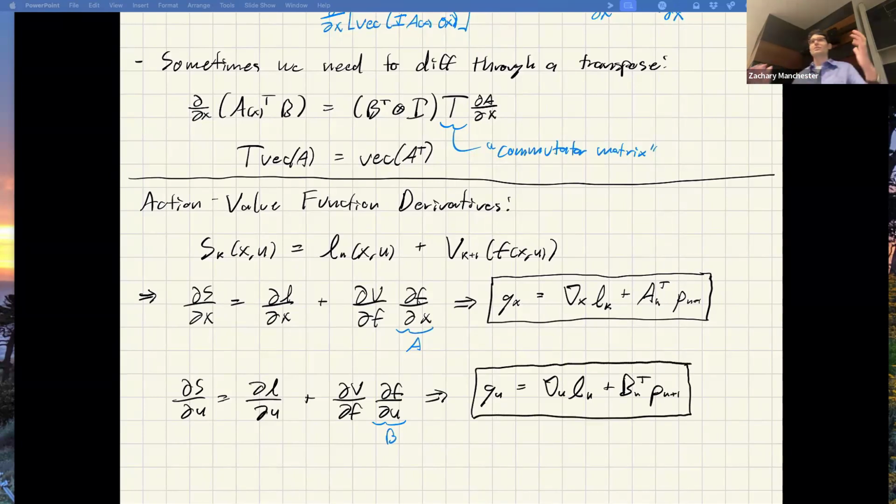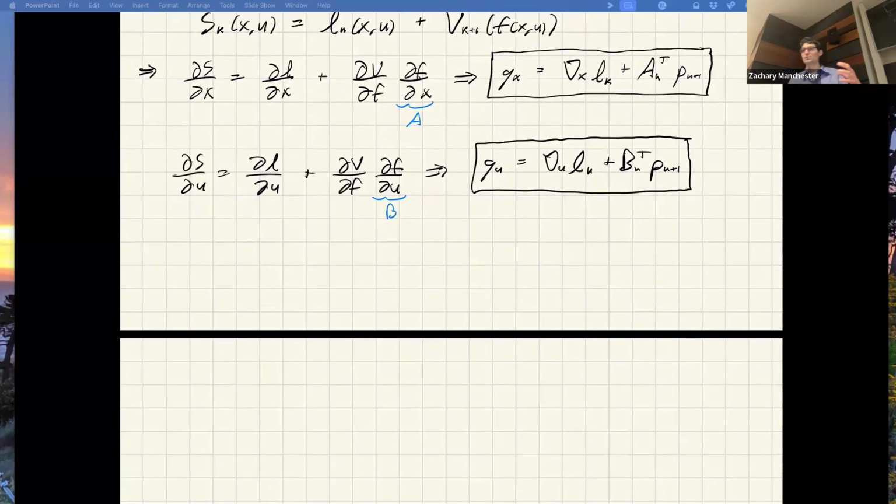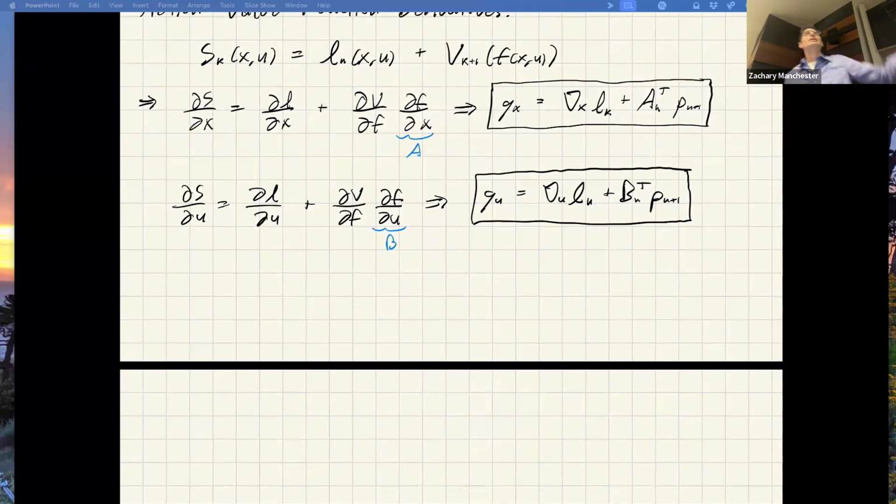Okay, those are the gradients. Easy. We know how to do that. Now I'm going to write down the Hessian terms. They're a little gross, but it's super straightforward. I'm literally just chain ruling. I'm taking the little g's and just taking another set of derivatives with respect to x and u.